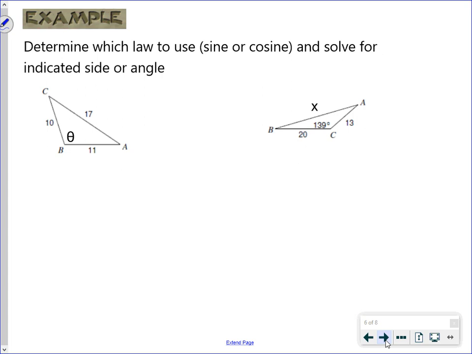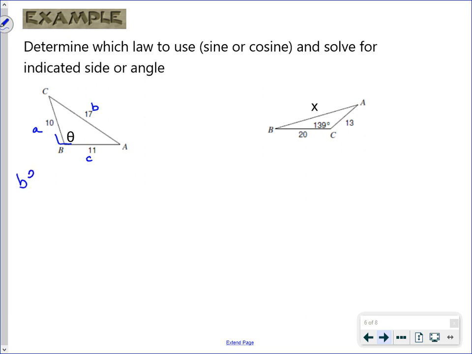In this next example, we are looking for angle theta, or angle B, and we know three sides of the triangle. So when that happens, we know three sides of the triangle. We're looking for one of the angles. We use our cosine law. So I'm just going to label the sides of the triangle. So opposite of angle A is side A, opposite of angle B is side B, and opposite of angle C is side C. So because we're looking for angle B, we have to start our cosine law with side B.